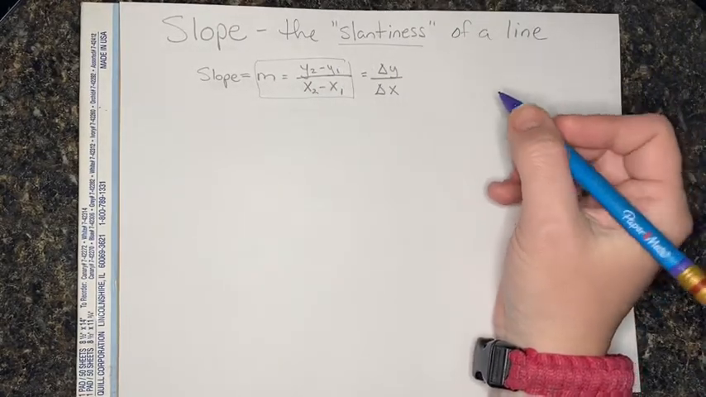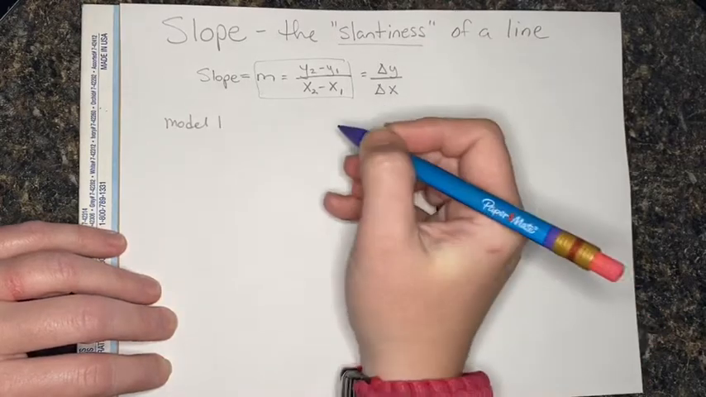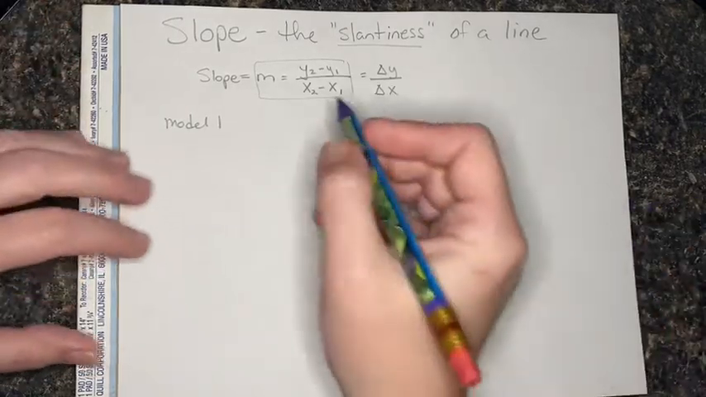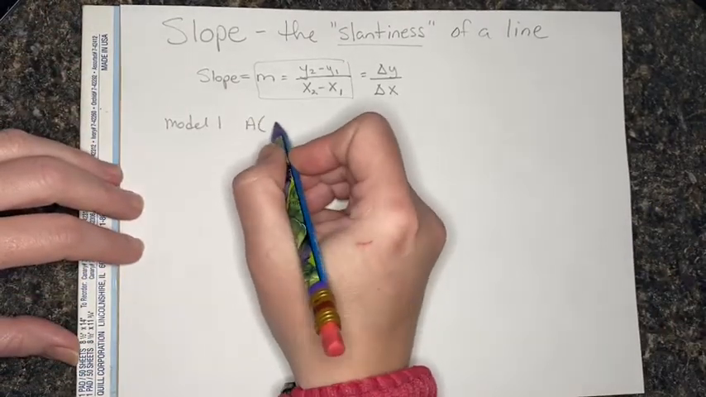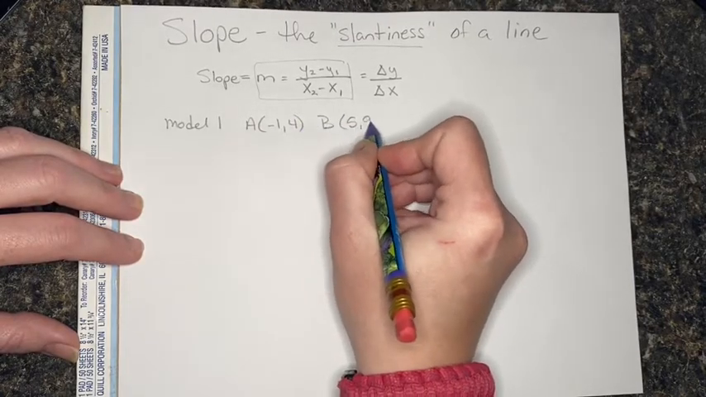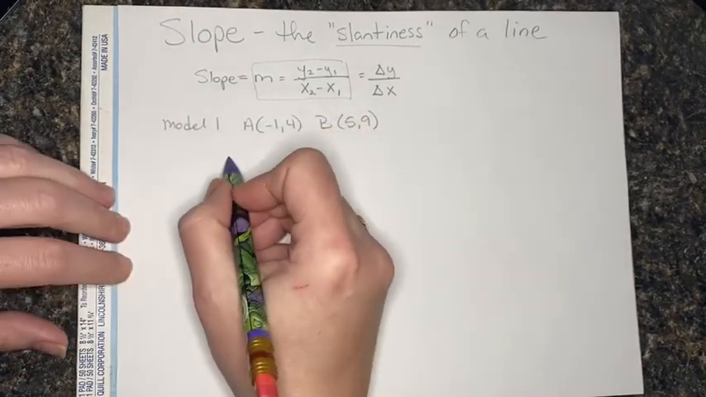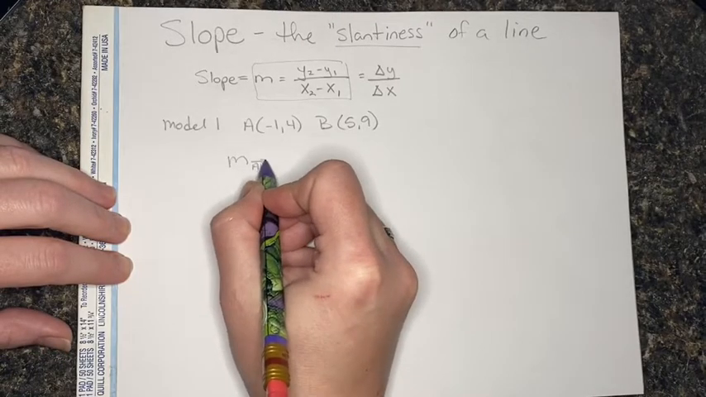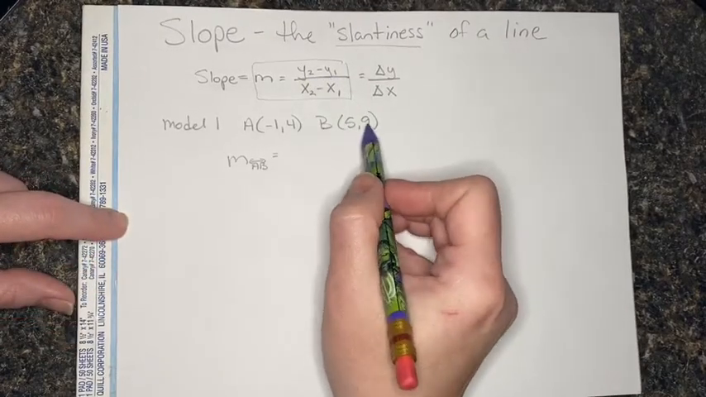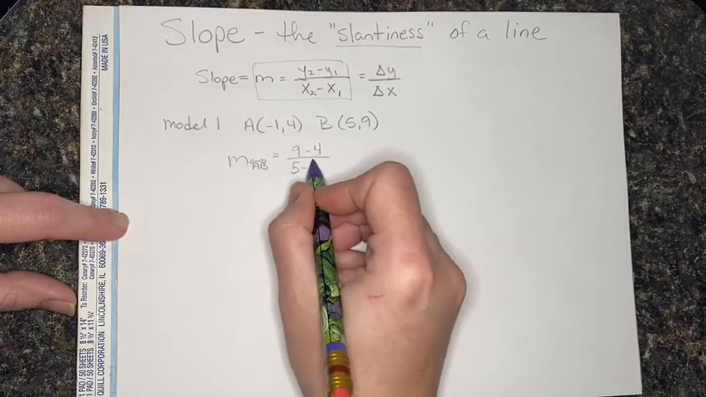But this is the formula that we're going to be using for a good portion of this section, if not all of it. All right, so if we look at model 1, it tells us they want to find the slope of AB. Now, there's a drawing in the book, but it's unnecessary. We don't need to see it right now. Point A is at (-1, 4), and point B is at (5, 9). They want us to find the slope of AB. It can be written like this: the slope of AB, and that is going to be equal to y2 minus y1, so 9 minus 4 over 5 minus -1.